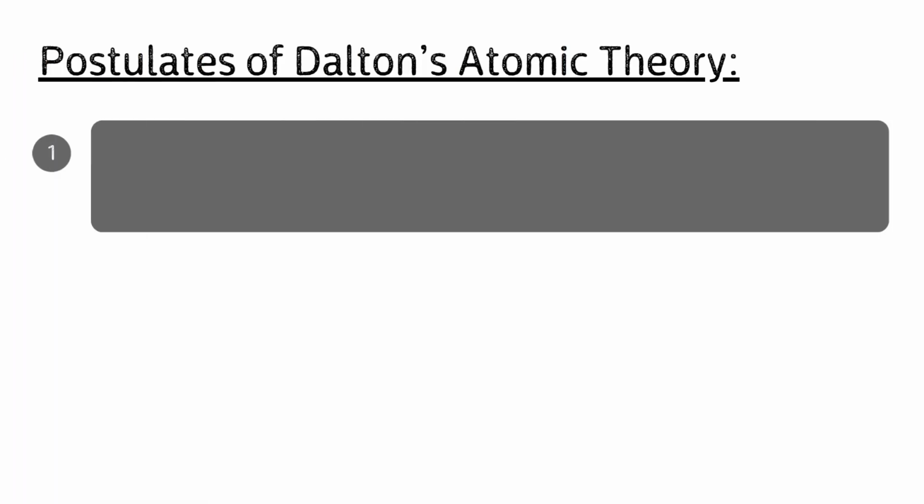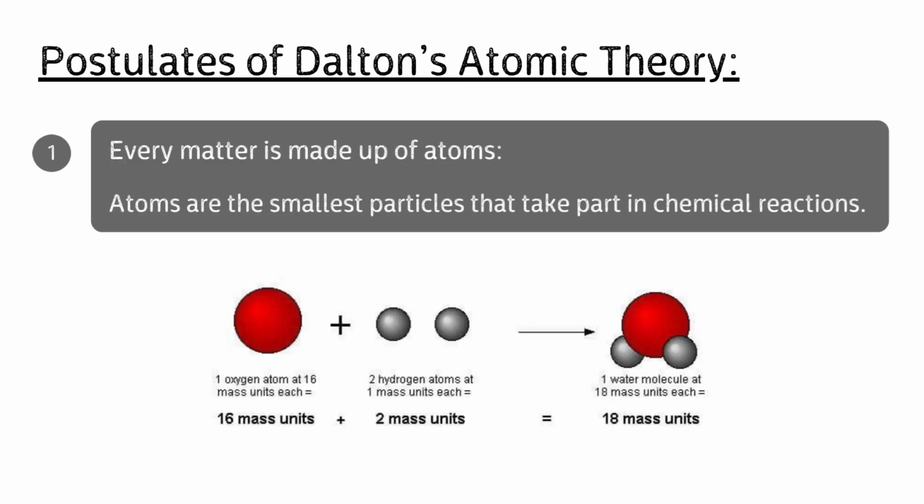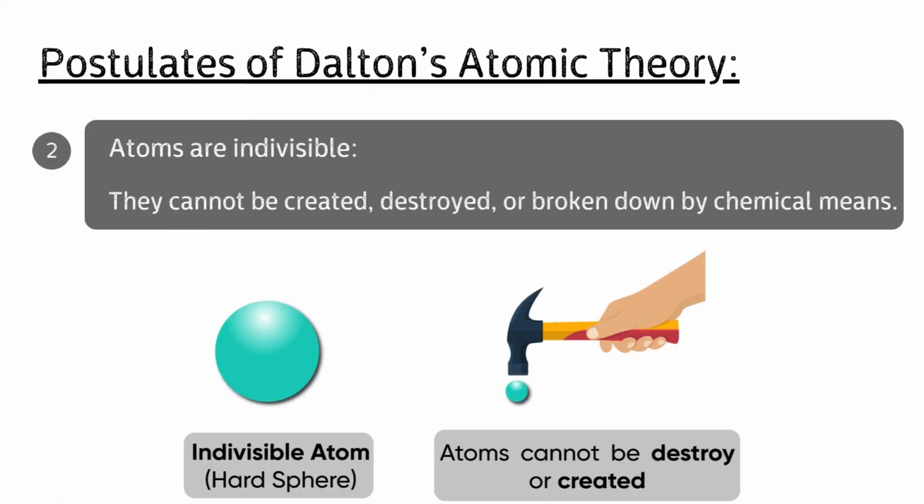Let's understand the main points, or postulates of Dalton's atomic theory one by one. Every matter is made up of atoms. Atoms are the smallest particles that take part in chemical reactions. Atoms are indivisible. They cannot be created, destroyed, or broken down by chemical means.